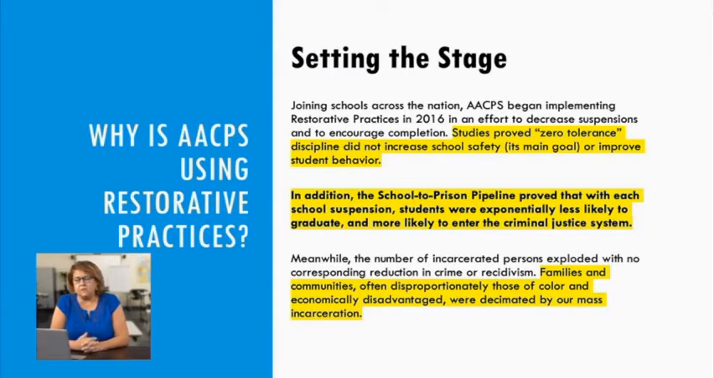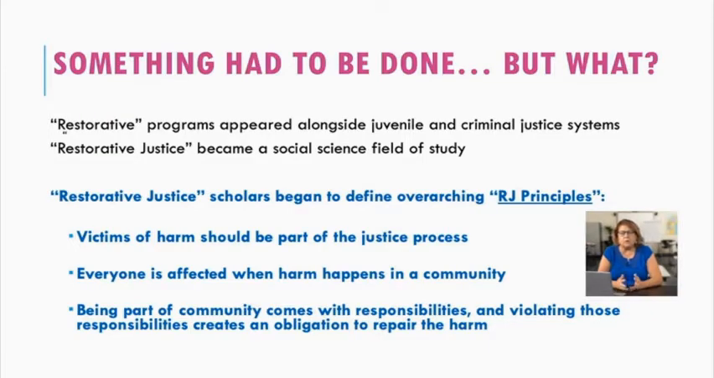And so I think people were just starting to realize that suspensions are just not working. They don't work to fix the behavior or make our schools safer. And in fact, they go the opposite way. So something had to be done, but what were we going to do? The scholarship started to say, okay, so what is restorative justice?